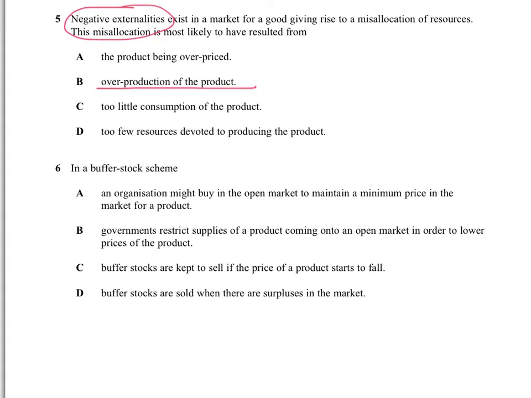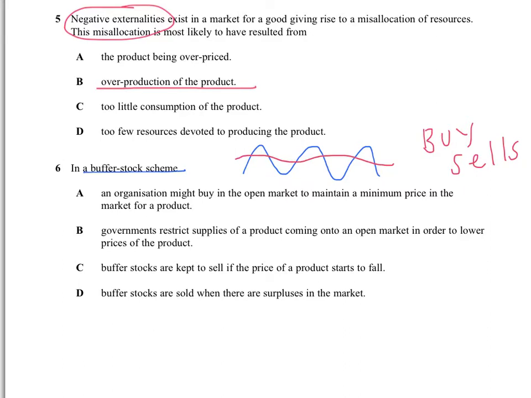Question 6, a buffer stock scheme. So the question's asking you a buffer stock scheme. Before you look at the answers, try and work out what a buffer stock scheme is. Remember, this is where prices are volatile and going up and down. The buffer stock scheme is the system which tries to fluctuate and stabilize those prices. How does it do this? It either buys or sells into the market to push price up or down to keep it stable.